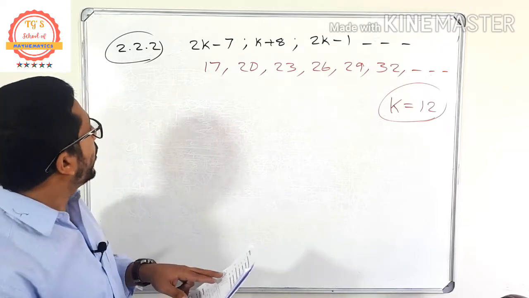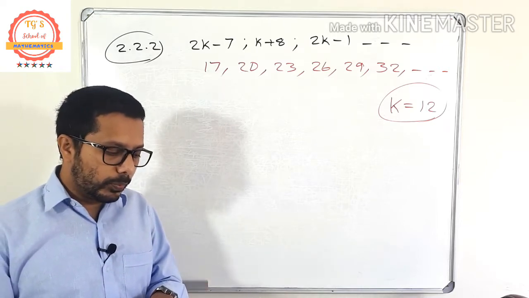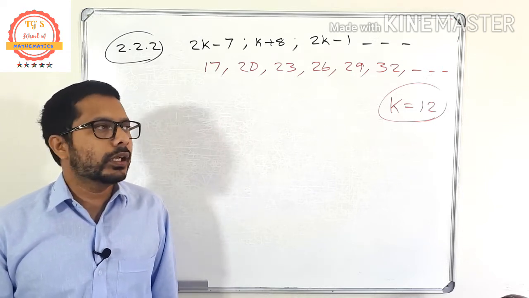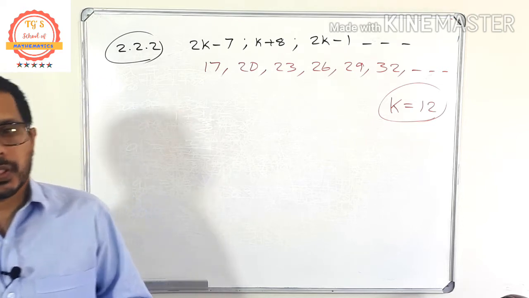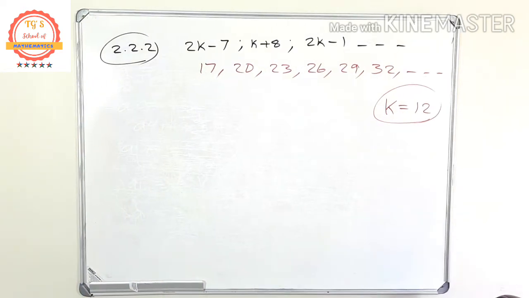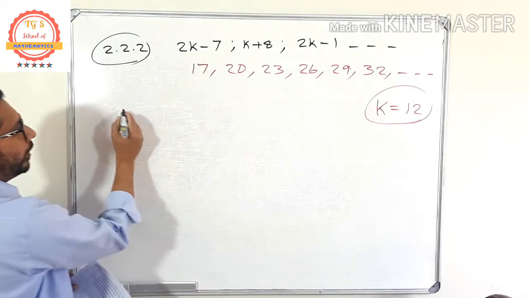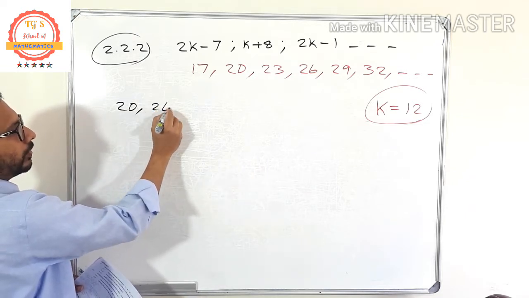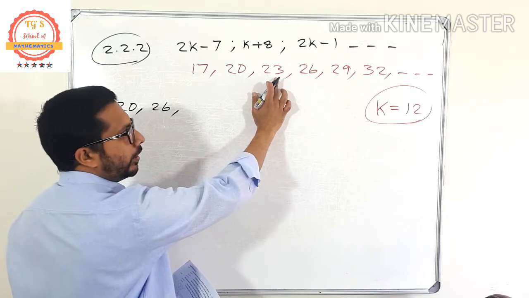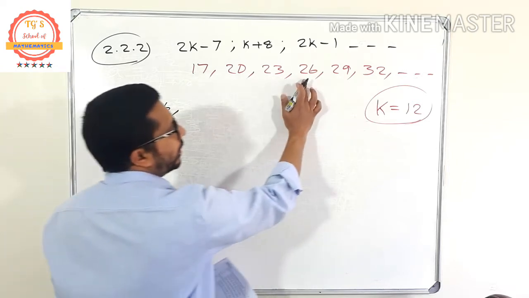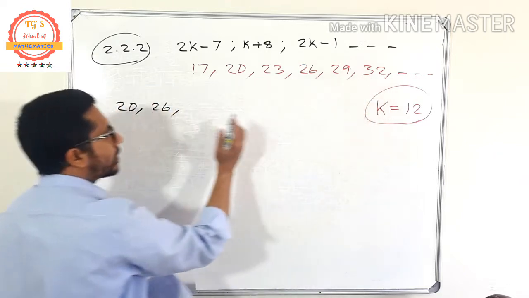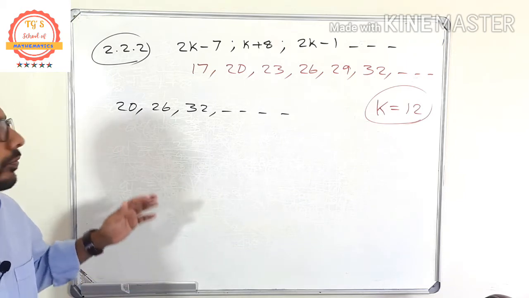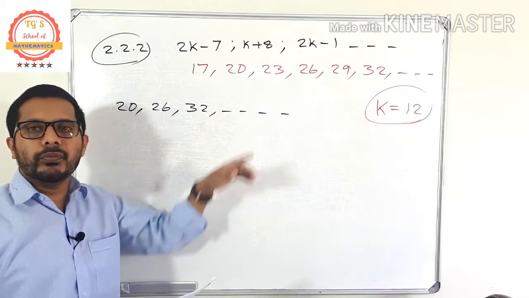Now look at this question, 2.2.2. Calculate the sum of the first 30 even terms of the sequence. You have to find the sum of the first 30 even terms. So here what are the even terms? The first even term in that sequence is 20. Then after that, 23 is not an even term. So the next even term is 26. 29 is not an even term. The next one is 32, etc. And you have to find the sum of the first 30 even terms.